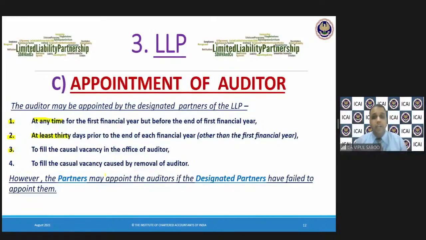the partners may appoint the auditors if the designated partner. This is a very, very important point. It has been highlighted in color also.